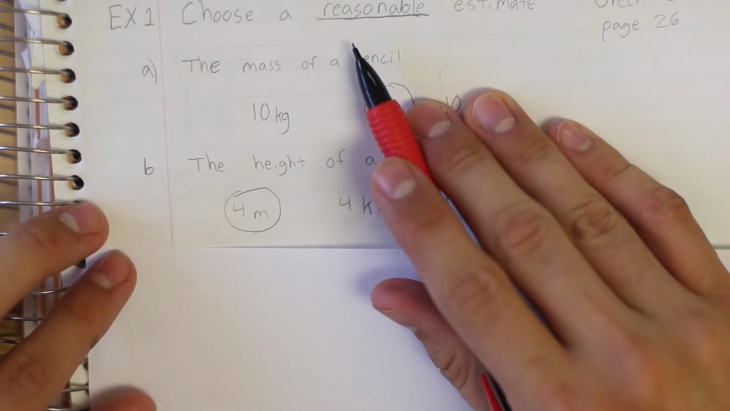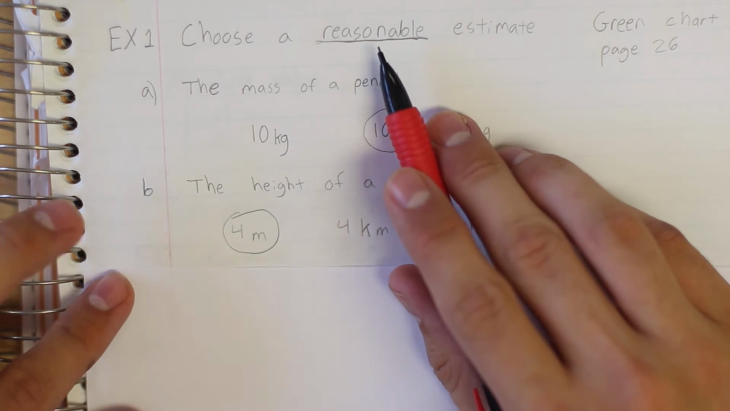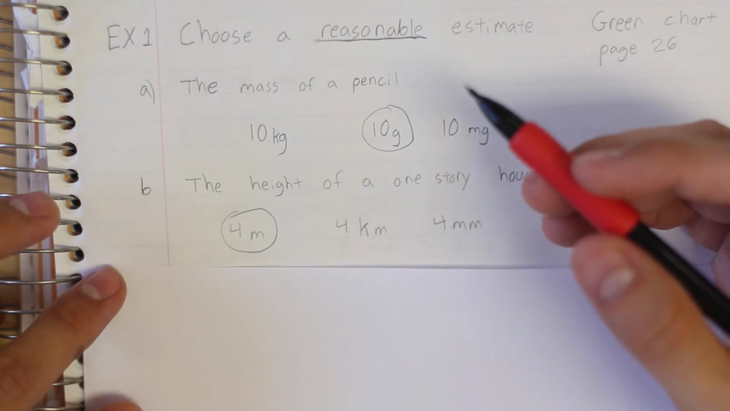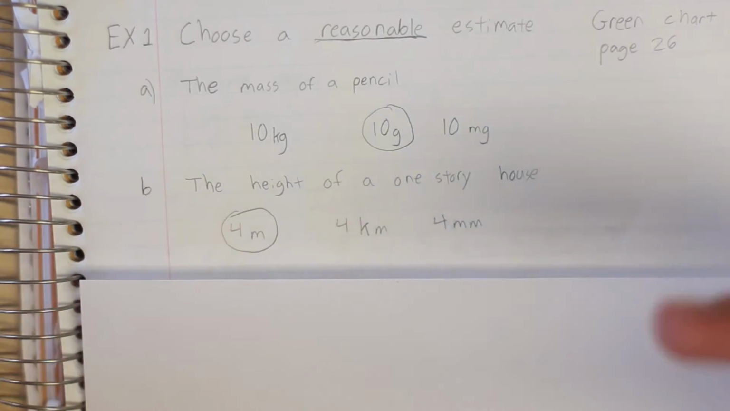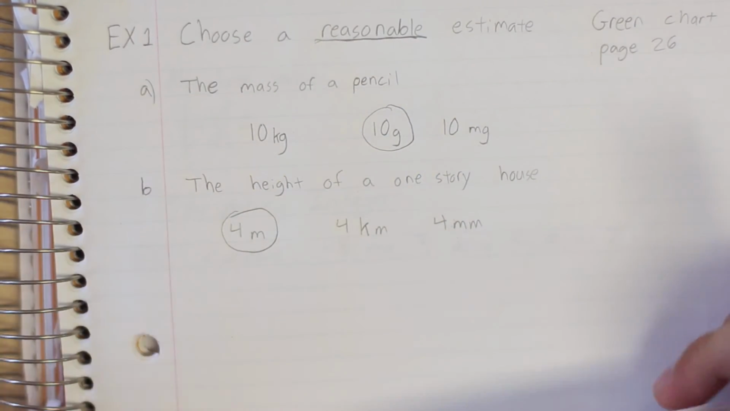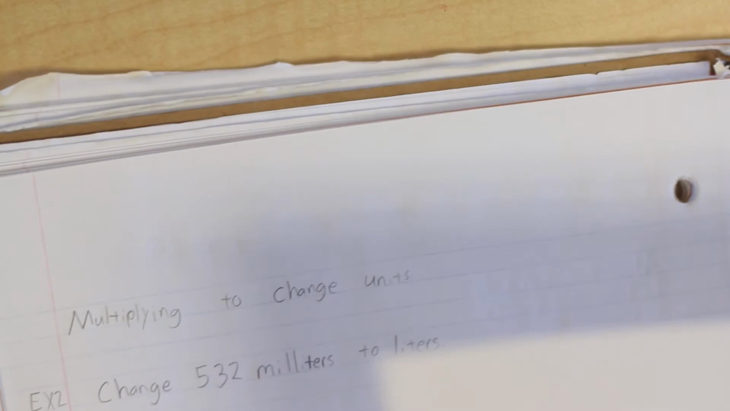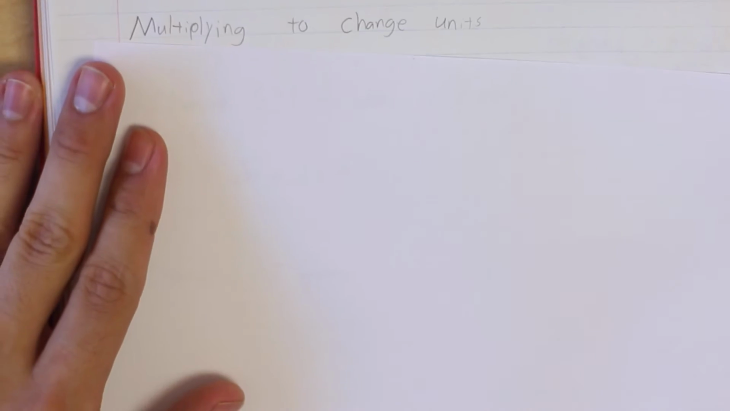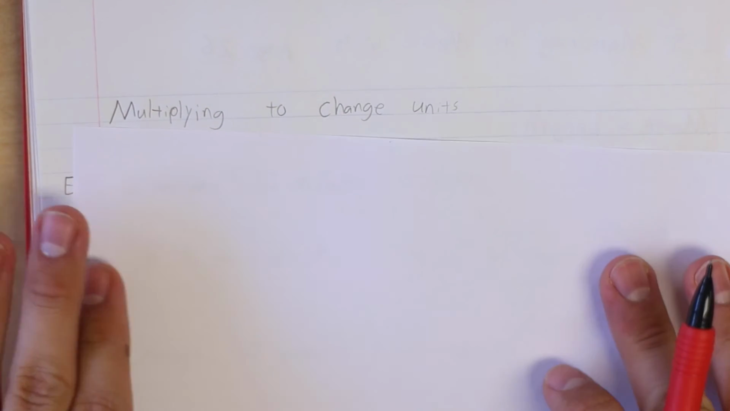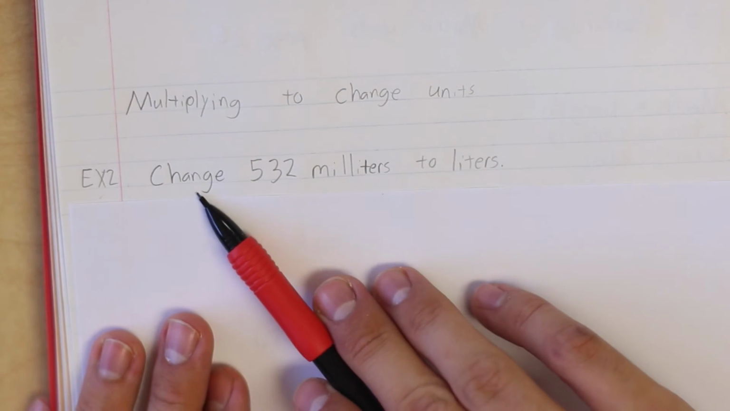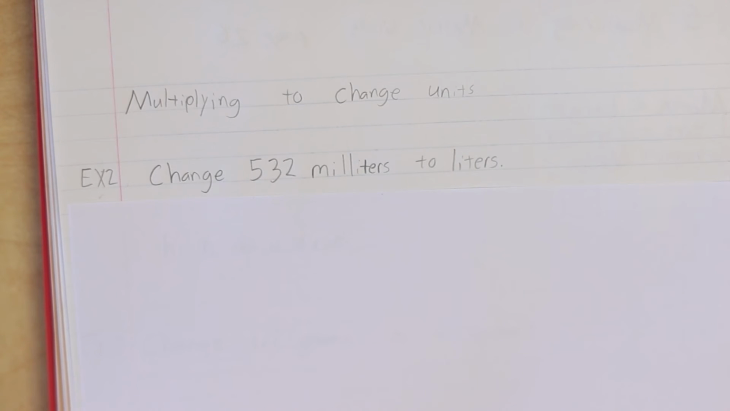And notice that up here, reasonable is underlined because you're giving a reasonable estimate. This isn't just an off-the-wall estimate. It's something that actually could be real and makes sense, okay? So we have one last part to do with this, and that is multiplying to change units. Multiplying to change units, and that's when we're given something like this. We're told in this example, change 532 milliliters into liters.